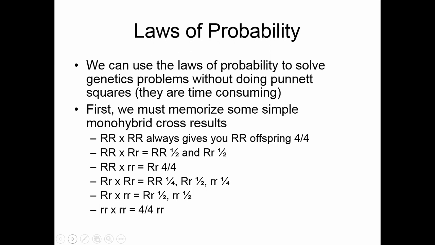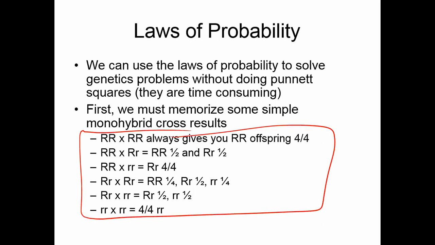All right, welcome back. So after having done that dihybrid cross and actually having to count boxes and foil these letters, it gets kind of obnoxious. So I'm going to teach you a faster way. But in order to do that, we have to first memorize some simple monohybrid cross results. So you have to know these, and there's no way around it. You just have to be able to quickly spit them out.